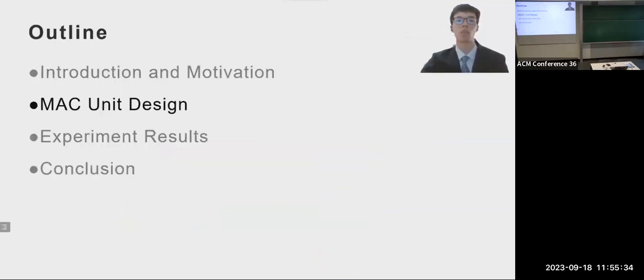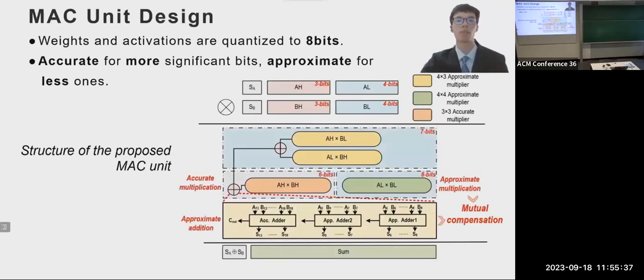Next, let me introduce the structure of the MAC unit we designed. The weights and activations of the neural network are quantized to 8 bits to reduce the computation complexity. We divide 8-bit signed input operands into 3 parts: the sign bit, the more significant bits, and the less significant bits. The sign bits of the input operands are used as the input of the XOR gate to obtain the sign of the output. The remaining 4 parts are multiplied and added to obtain the products, in which accurate calculation is adopted for more significant bits, while approximate calculation is adopted for less significant bits.